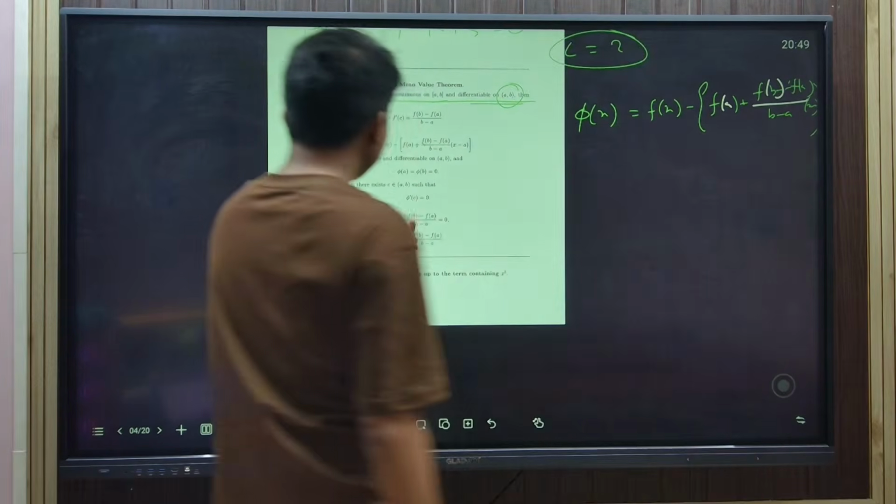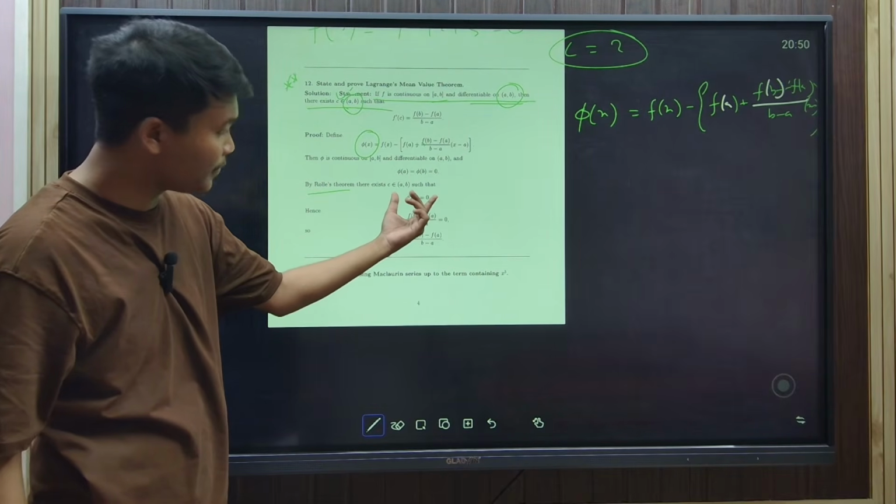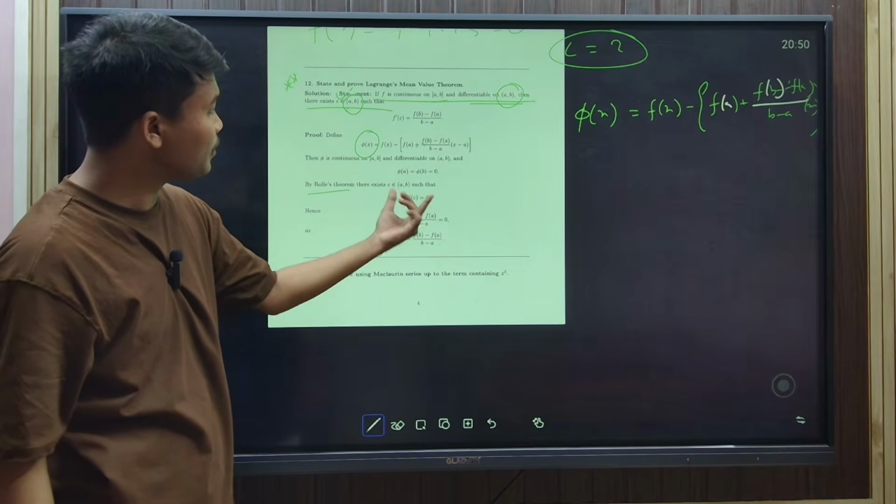Now if we apply Rolle's theorem here, there exists a point c such that phi prime c equal to 0, right? So now, what is phi prime c?